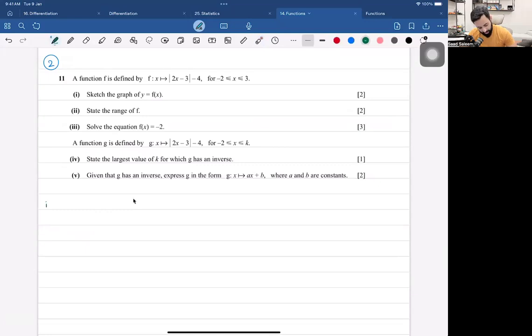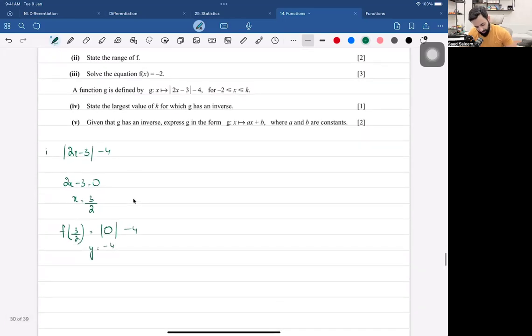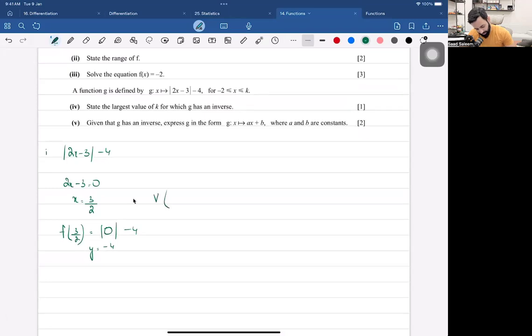So how do we find the x coordinate of the vertex? Whatever is inside the modulus, we equate that to 0. So let's equate 2x minus 3 to 0, and we can solve for the value of x, which is equal to 3 upon 2. Then if you plug this back into the modulus function to find f of 3 upon 2, whatever is inside the modulus will come out as 0, and then minus 4. So the y coordinate of the vertex will be minus 4. So we have the coordinates of the vertex, and they are 3 upon 2, comma, negative 4.